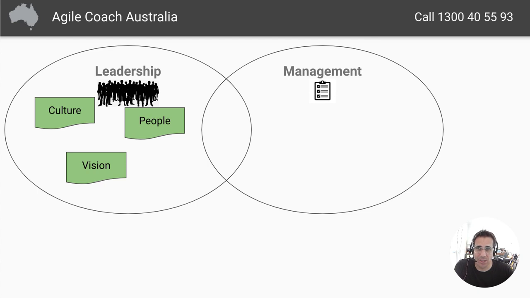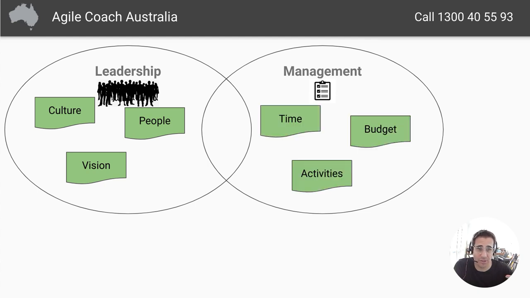So if you're a good manager, you're going to focus more on managing the business side of things or the project side of things. And there's really three things you want to focus on: time, budget, and activities. Are we being inefficient in our activities? And what's the time and budget? There's all the communication side and all the report writing, but really it's about making sure you're managing these three things.